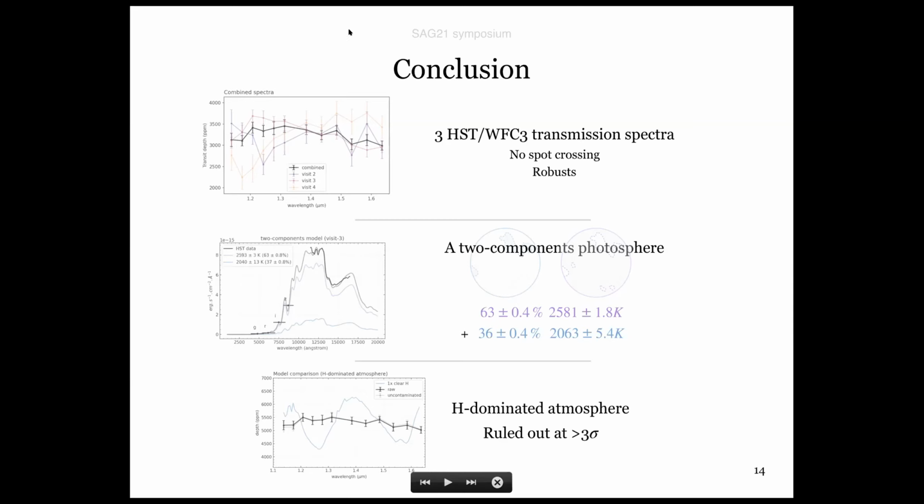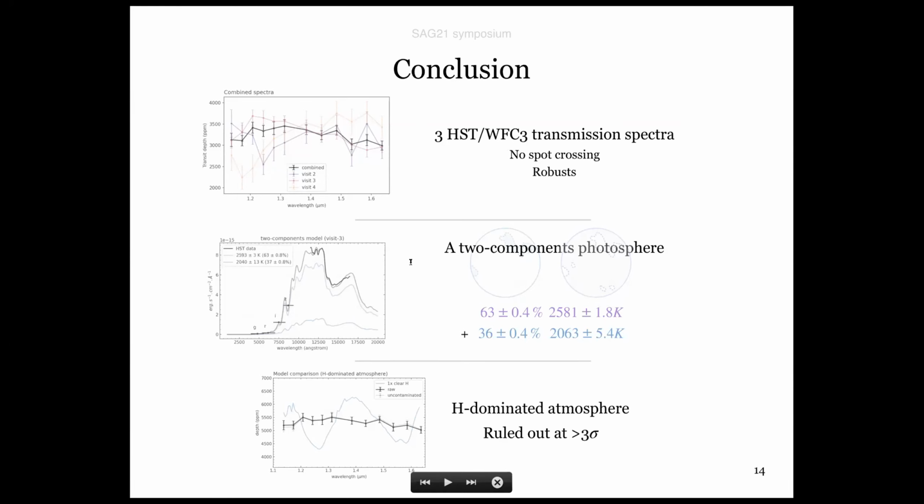Excellent, thank you. So we have a couple of questions. Let's see, I'll start with this one. Visit 4 doesn't look like it has pre-ingress observations. Do you find that this might have an impact on the recovered spectrum? This is a question from Billy.